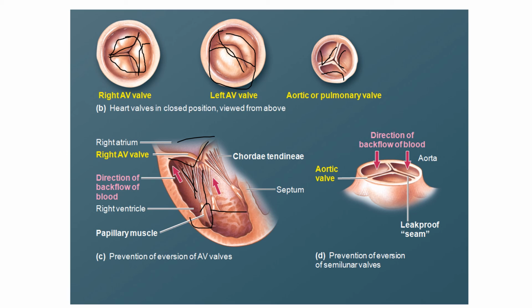When the semilunar valves are swept closed, their unturned edges fit together and lock into place. This creates a leak-proof seal even though there are no papillary muscles or chordae tendineae to help with that. It has a lot to do with the structure of those semilunar valves.